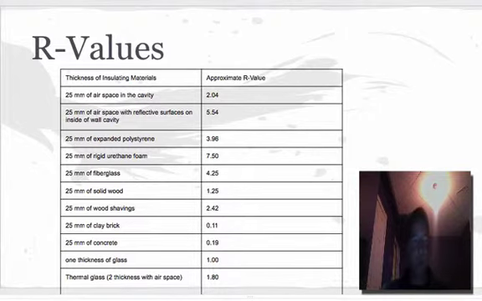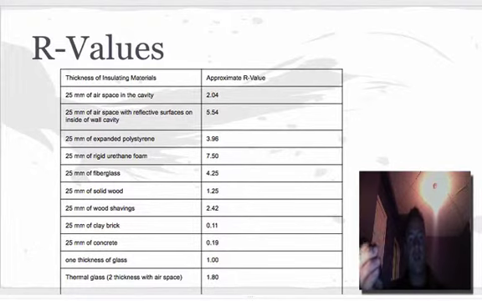So what we have is the thickness of insulating materials. Also, we have the approximate R value of the materials. So the first one that we'll talk about is 25 millimeters of airspace in the cavity. So that R value is 2.04. Then 25 millimeters of airspace with reflective surfaces on the inside of the wall cavity.